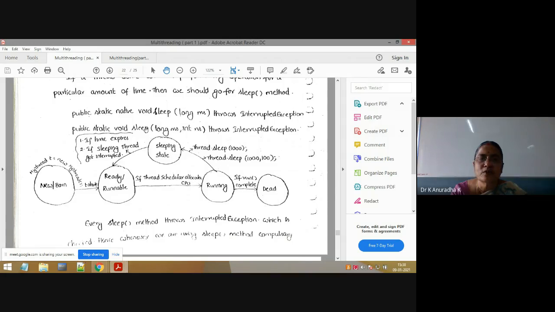So it is an overloaded method. It has two forms, and these methods are there in the Thread class and both are static methods. That's why we can access the sleep method of the Thread class using Thread.sleep.